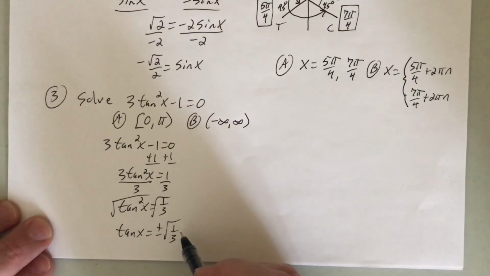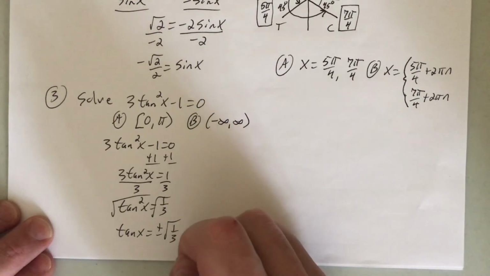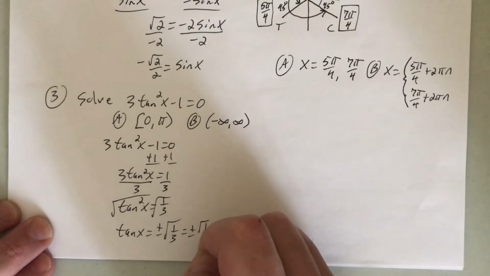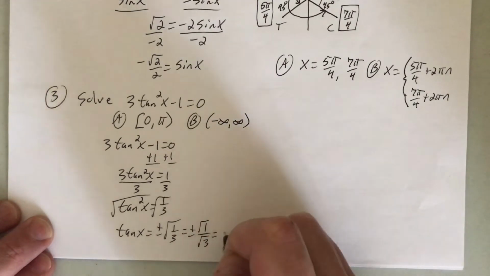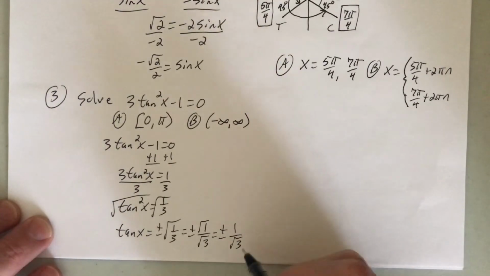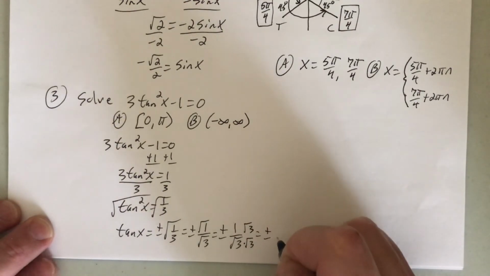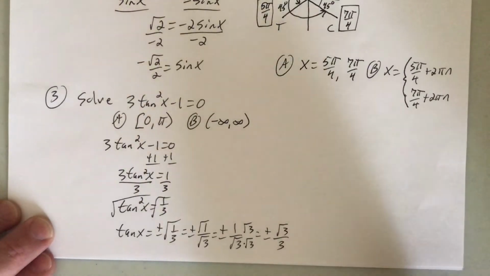Now I'm going to simplify this a little bit to help me out in identifying what I need. So if I split this up, I can say it's the square root of 1 over the square root of 3, which is equal to plus or minus 1 over the square root of 3. Now you can multiply, if you want, the top and the bottom by the square root of 3 to get plus or minus the square root of 3 over 3.